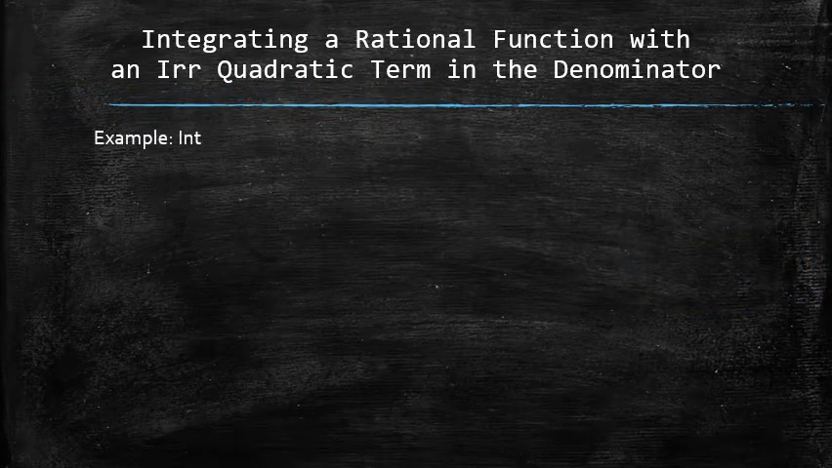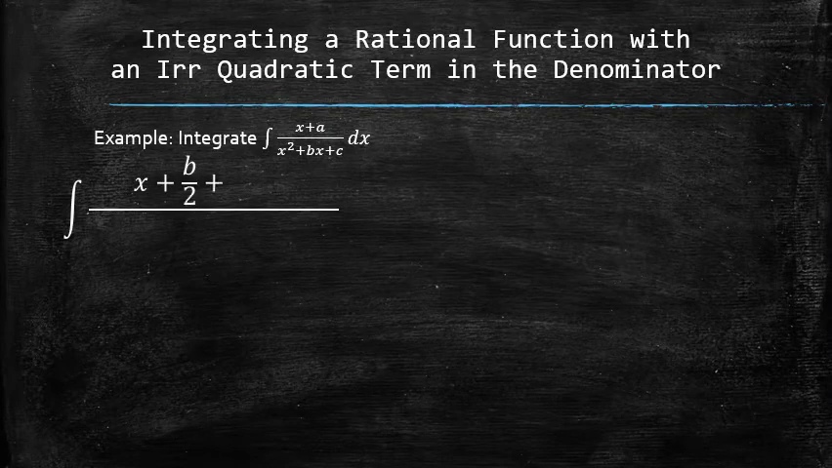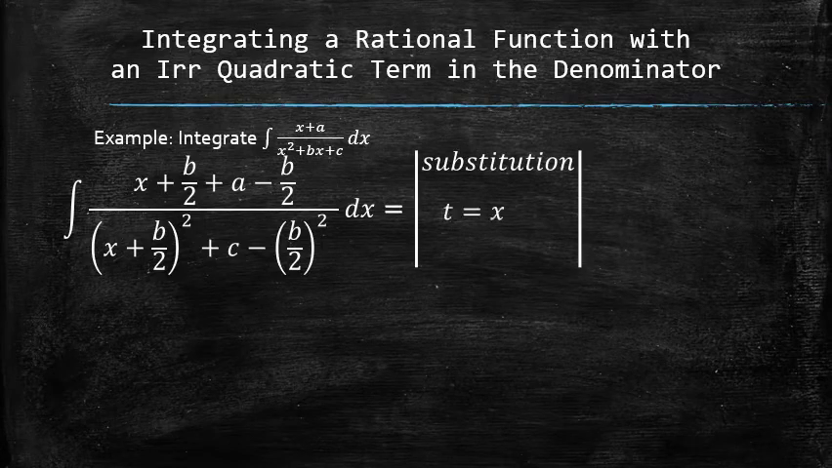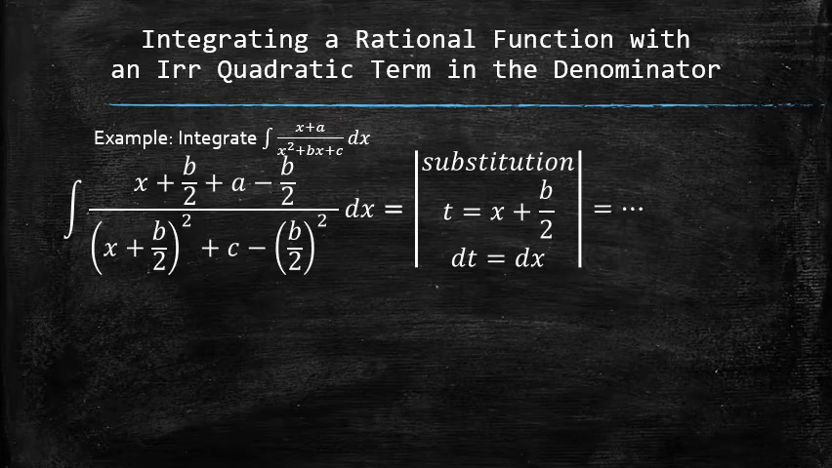Let's continue and consider a rational function with the same denominator as before, but also x plus a in the numerator. We complete the square in the denominator and add and subtract b over 2 in the numerator. Then we set up a substitution by setting a new variable, let's say t, equal to x plus b over 2, and expressing dt in terms of dx.